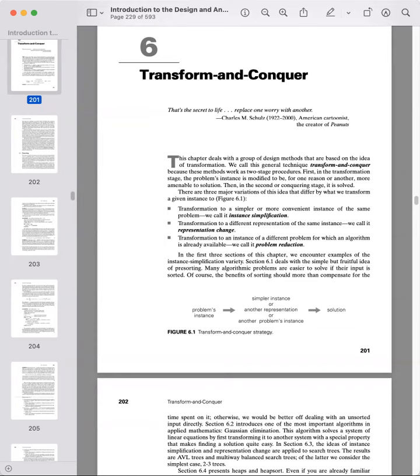So transform and conquer comes in 2 stages. The first is that you have to transform an instance of a problem into another problem that's easier to solve. And then in the second stage, you actually solve it. There are 3 major variations on this idea. The first is that we transform it to a simpler or more convenient instance of the same kind of problem. We're going to call that instance simplification, and we'll talk about that in the first section.